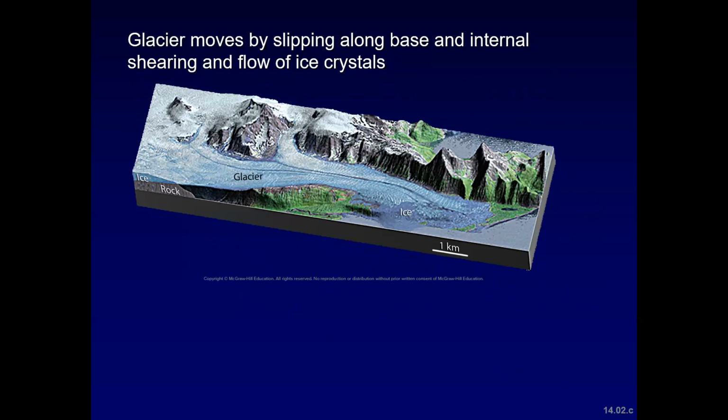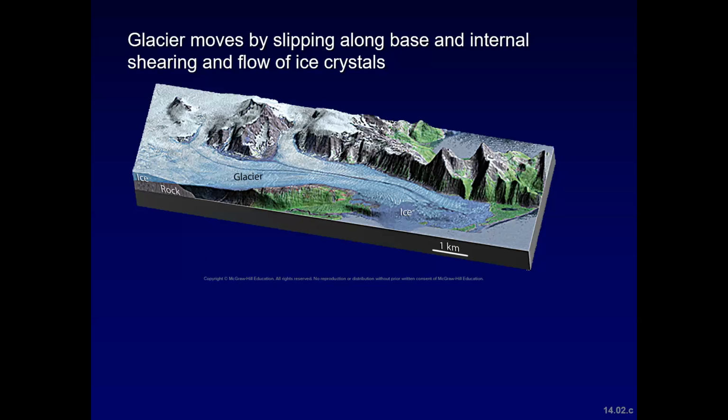So how do they move? Glaciers move by slipping along their base underneath them and internal shearing and flow of ice crystals. So when a glacier is in a warmer condition, there's more water underneath it and it can move faster. We call that surging. But gravity pulls the glacier downhill. Friction along the base causes the bottom of the glacier to lag, and that would slow it down. And then the upper part is going to flow faster than the lower part, which would cause internal shearing.